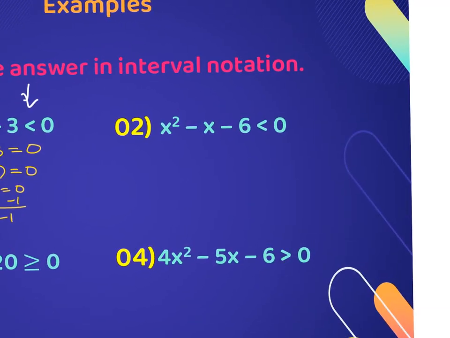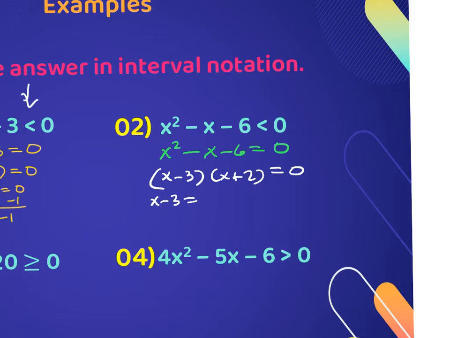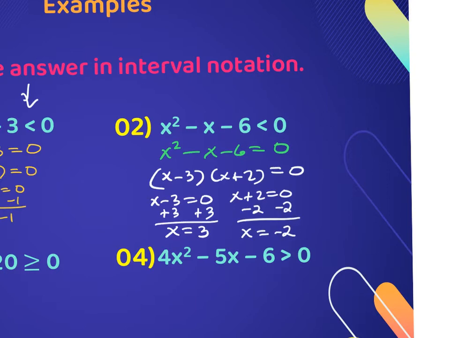Again, make sure the 0 is either on the left or the right side, and it is. I'm going to change it to an equal sign. I'm going to find the factors of -6 that give me -1, and that's going to be x minus 3, x plus 2. Set each of the factors equal to 0. Solve for x. X equals +3 and x equals -2.